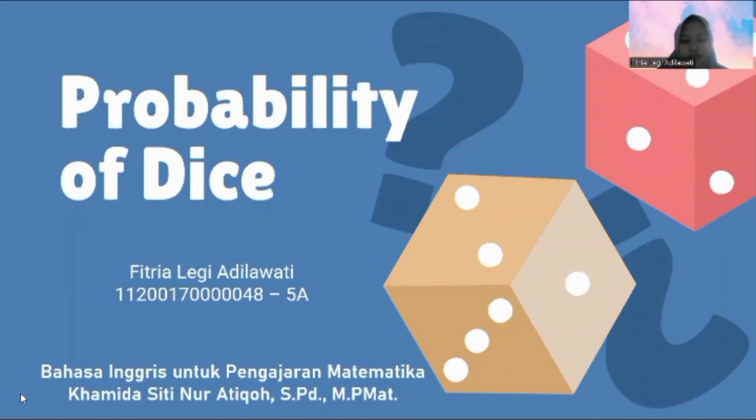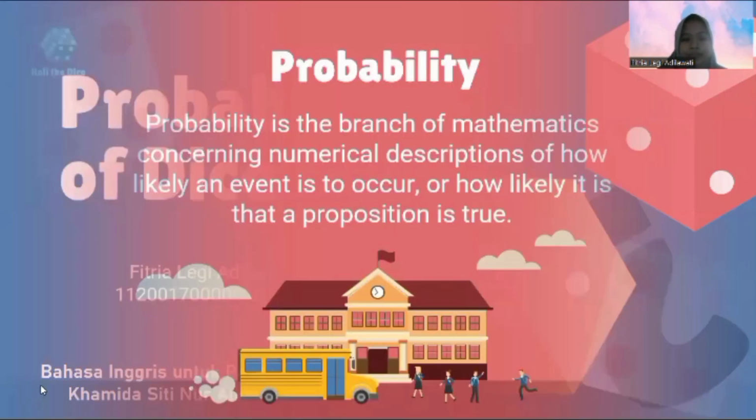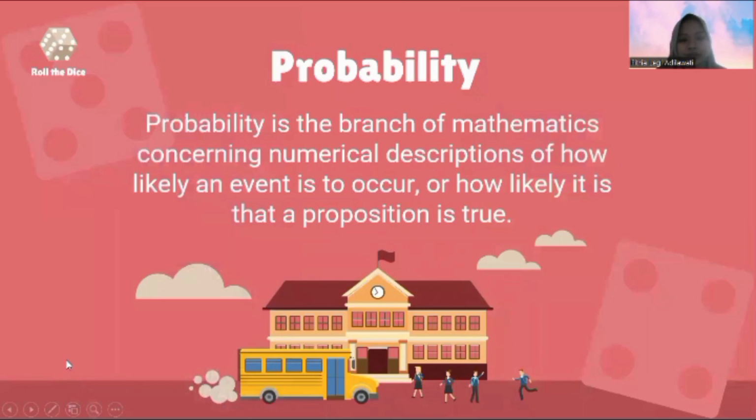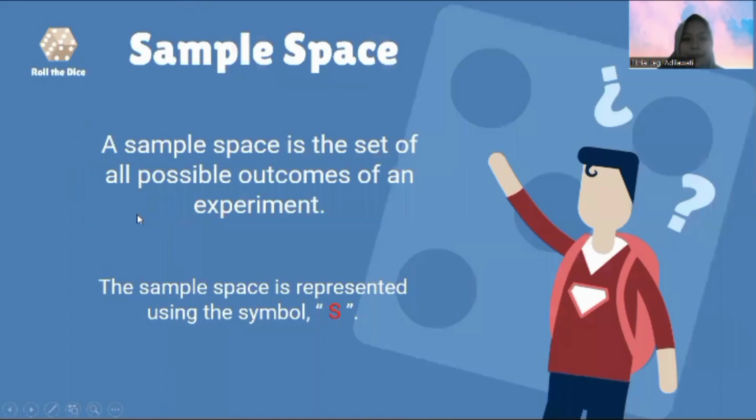Probability of dice. Probability. Probability is the branch of mathematics concerning numerical descriptions of how likely an event is to occur or how likely it is that a proposition is true. Sample space. A sample space is the set of all possible outcomes of an experiment. The sample space is represented using the symbol S.